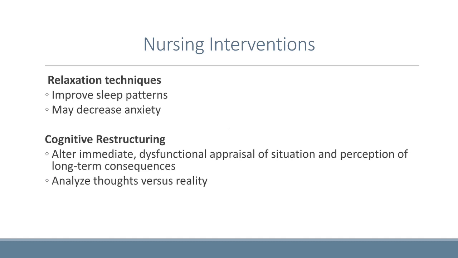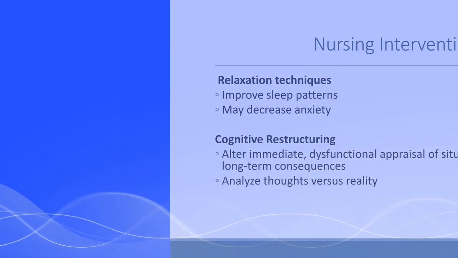Try some relaxation techniques and improving their sleep patterns. This may help decrease their anxiety. Maybe some cognitive restructuring, like altering the way they think or the way they perceive a situation to help reduce their stress. Alter immediate dysfunctional appraisal of a situation and the perception of long-term consequences. Bring down those stressful thoughts around those triggers. And then analyze their thoughts versus reality if they're having any of that magical thinking.